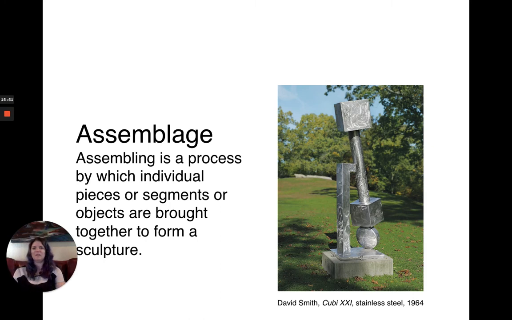So it's kind of like modeling, right? It's kind of like bringing in these different pieces of clay and sticking them together to create something. But you're using any kind of material. And this assemblage can apply to ceramics as well, but we generally think of metal or found objects more when we're talking about assemblage. So this example is by the modernist sculptor David Smith. This is Cubi 21, and it's made out of stainless steel that he has welded together.